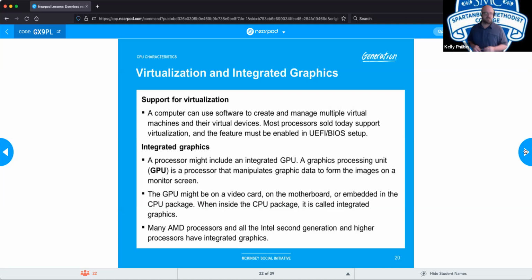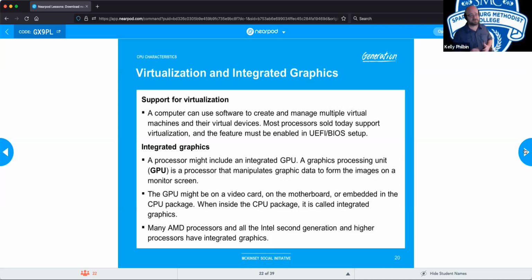Integrated graphics. Processors might include an integrated GPU, or graphics processing unit, to help manipulate graphics data, though it may not be sufficient for what you're trying to do if you're getting into gaming and stuff like that. But it'll be sufficient for your average user for anything they may be doing on the computer. You might add a video card, as we were just saying. The motherboard may have one embedded, but those tend to not be very good. So the CPU would have probably the next level up. And then if that's not sufficient for what you want to do, you add a graphics card on top of it.